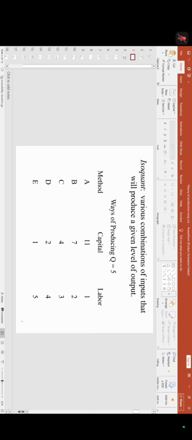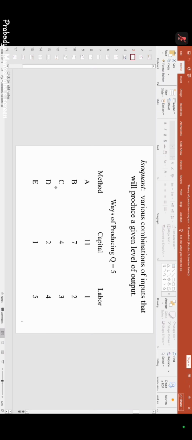Okay, and using method B, they are going to utilize 7 capital and 2 labors only to produce 5. So these are different kinds of combinations. So various combinations of input to produce the given level of output. Okay. So in the short run, there's no problem because you can only change one particular variable, that is labor. Your capital is fixed.